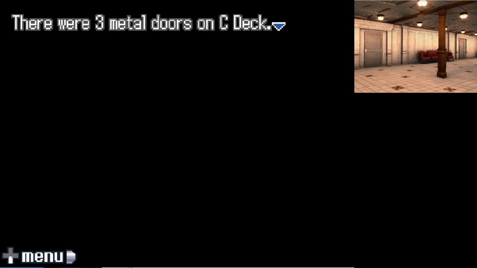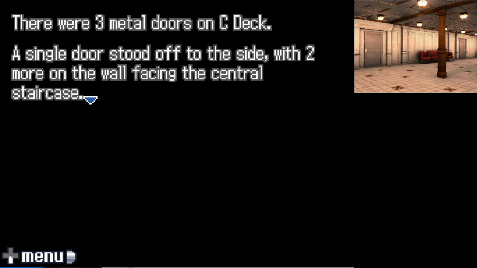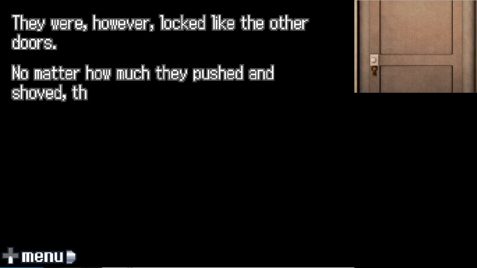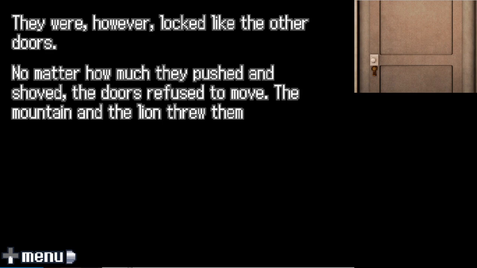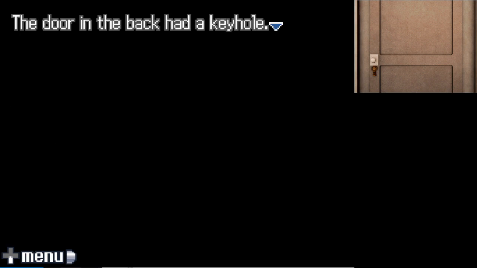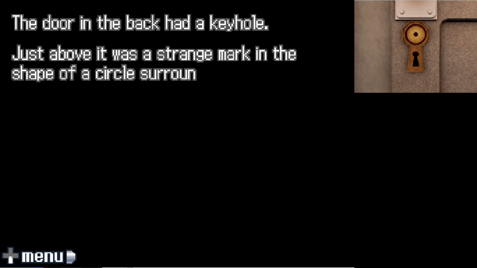There are 3 middle doors on C deck. One door stood off to the side with two more on the wall facing the central staircase. None of them had numbers or verification devices. They were, however, locked like the other doors. No matter how much they pushed and shoved, the doors refused to move. The mountain and the line threw themselves against it a few times, but to no avail. The door in the back had a keyhole. Also there was a strange mark in the shape of a circle surrounding a dot.